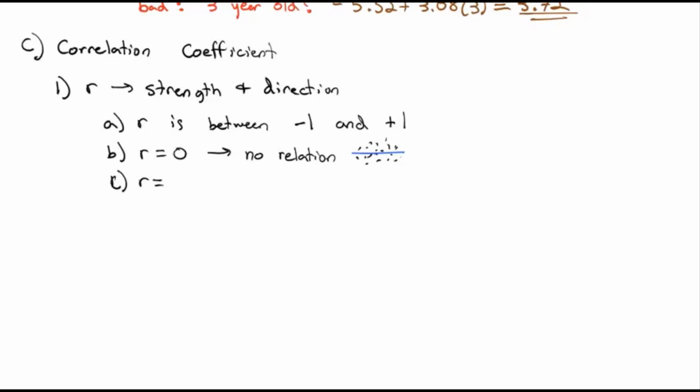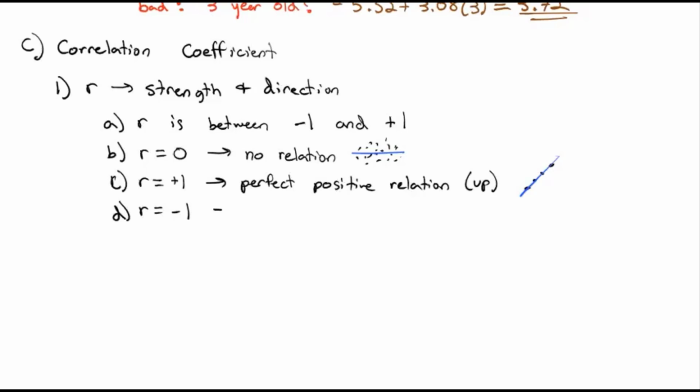If r equals +1, what that means is we have a perfect positive relation. Positive means we're going uphill. So now we're going to have these dots going uphill, and the line goes right through all the dots, uphill perfectly. That would make r equal to 1. Similarly, r equals -1 means we have a perfect negative relation.